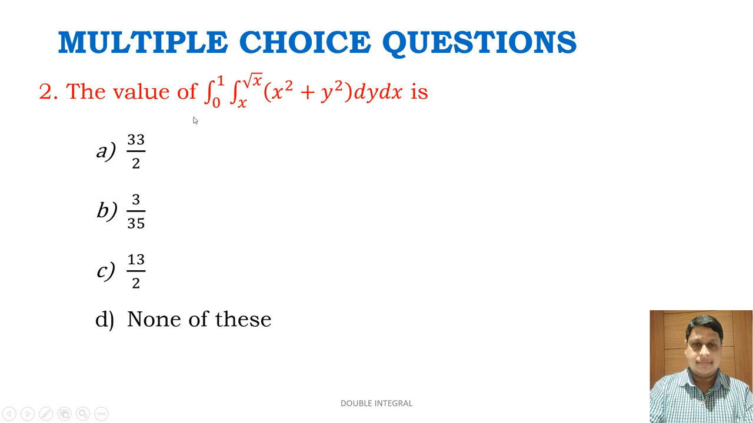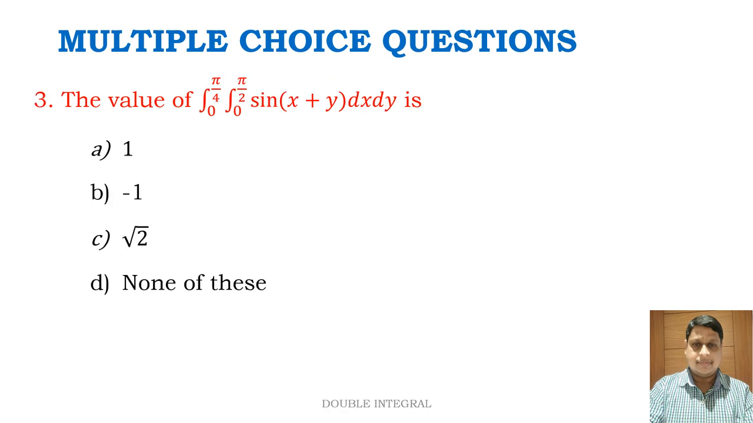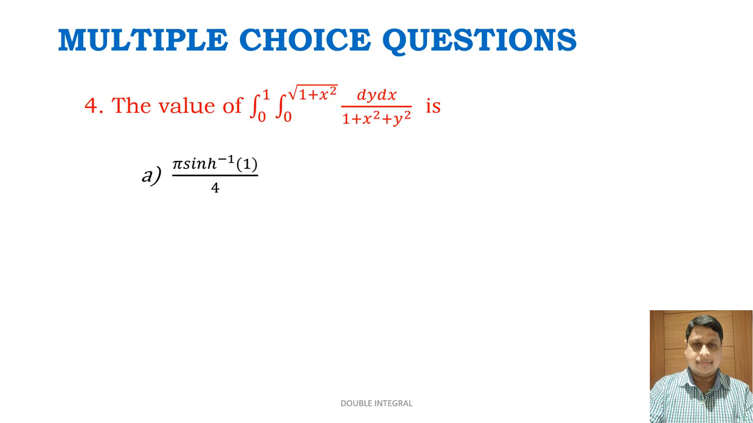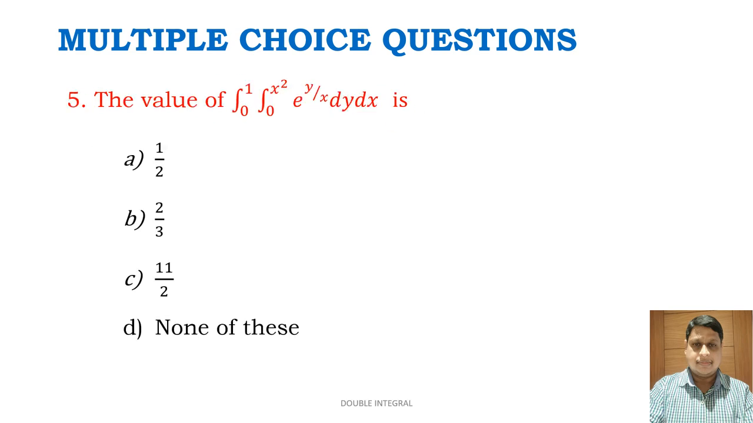Second problem: the value of the double integral 0 to 1, x to root x, x square plus y square into dy into dx. The correct answer is option B, 3 by 35. Third problem: the value of the double integral 0 to pi by 4, 0 to pi by 2, sine of x plus y into dx into dy. The answer is option 1. The fourth question, the answer is option A. Similarly for the fifth question, the answer is option A, 1 by 2.